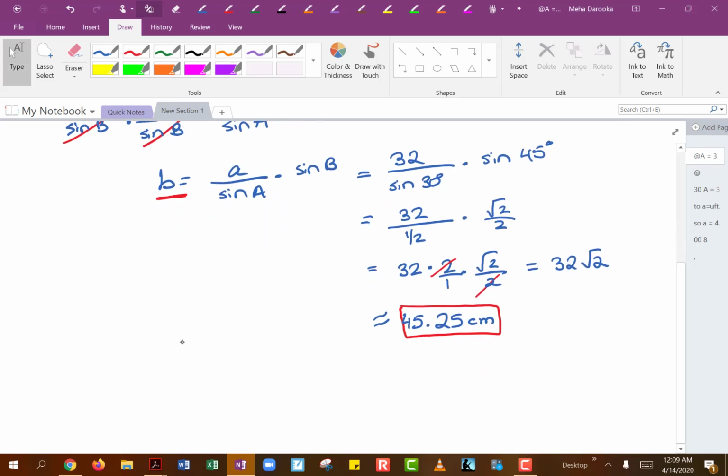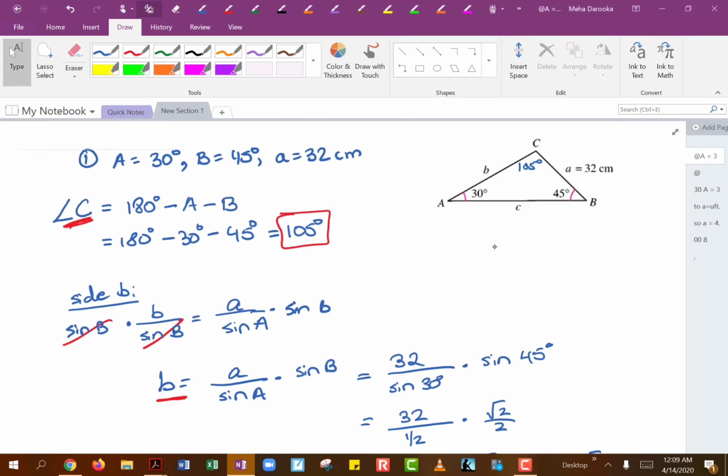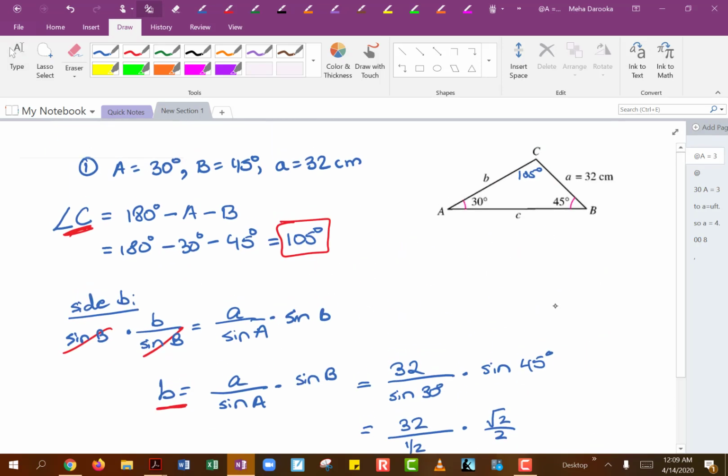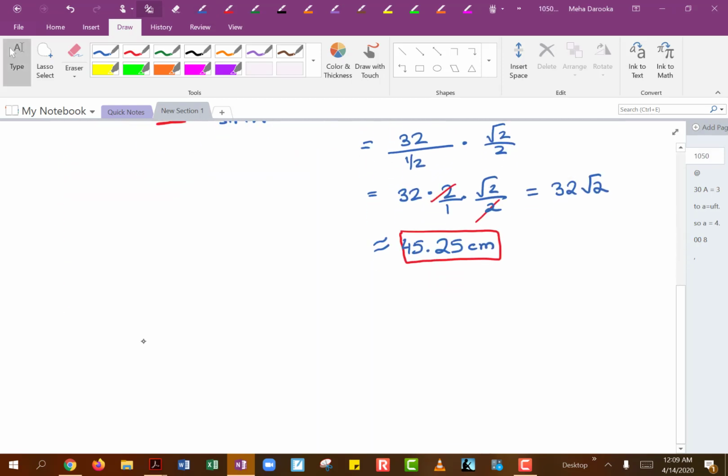Okay, so we have found side b, so the only other thing we need to find is going to be side c. This side is approximately 45.25 centimeters. So now let's look at side c.